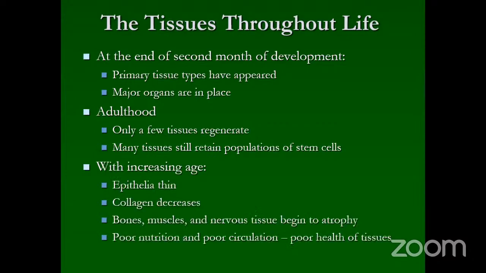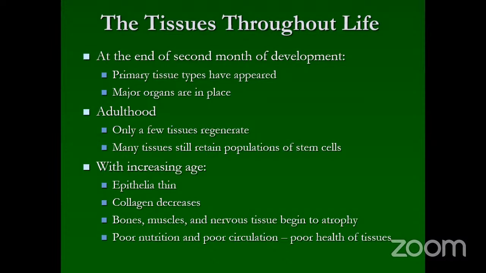So how will these tissues be acting throughout our life? At the end of the second month of development, the primary tissue types will be formed while we are in the womb, and the major organs form in their own places. Then they will start growth. In the first 3 months, all the structures, organs and tissues will be formed. From the 4th month onwards, they will just be growing in size and maturing.